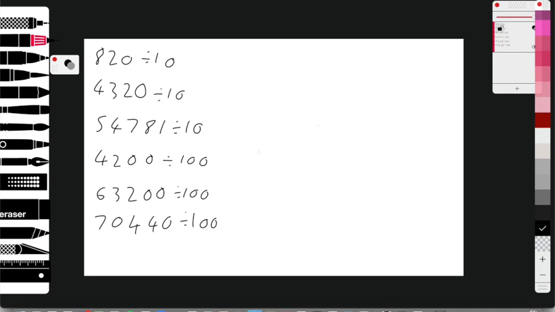Today I will be going through dividing whole numbers by 10 and 100. We usually teach this to age groups of above year 5. I'll just be breaking it down and going through how to do it.